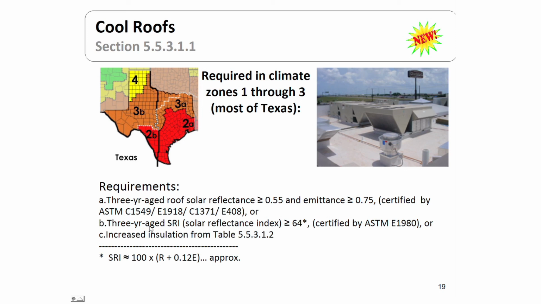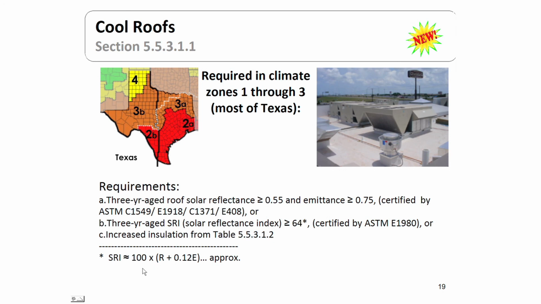The other option to that is you can have a 3-year aged SRI. They call that the Solar Reflectance Index. And that has to be 64 or more, and again it's certified by a certain ASTM test. Third alternative, you can have increased roof insulation based on one of another table that's in the standard, table 55312.